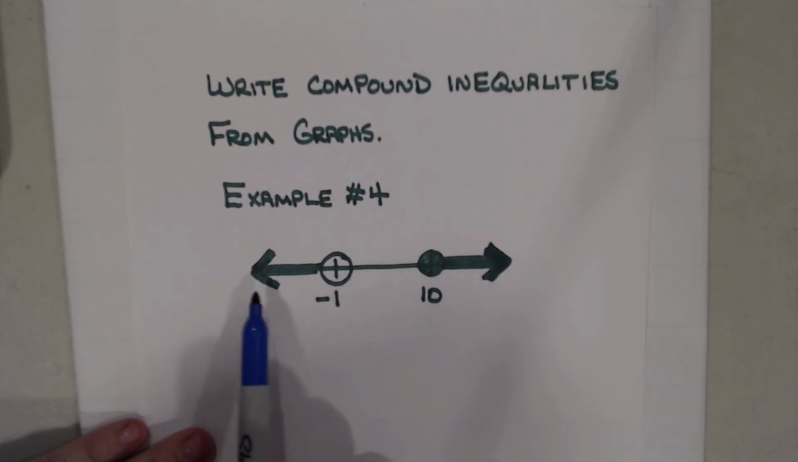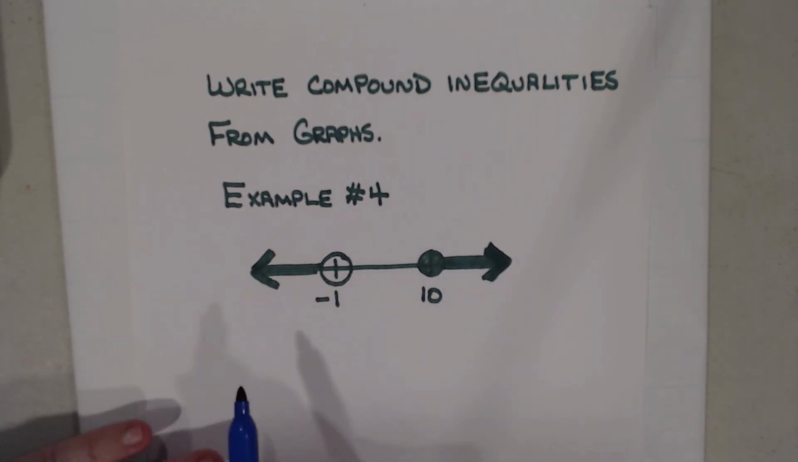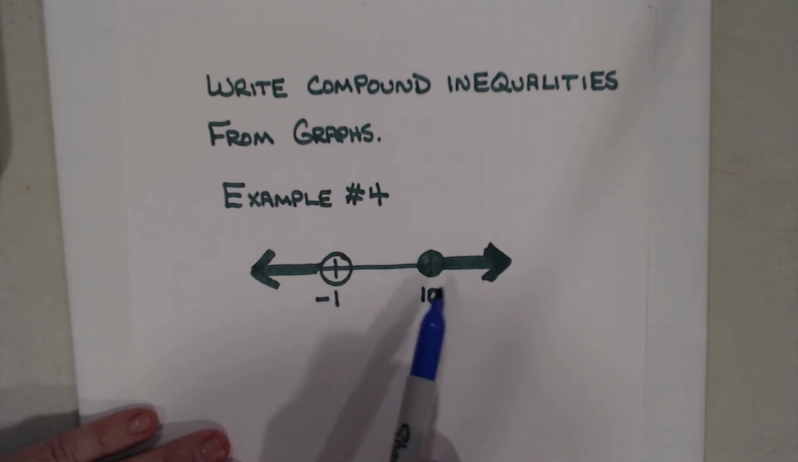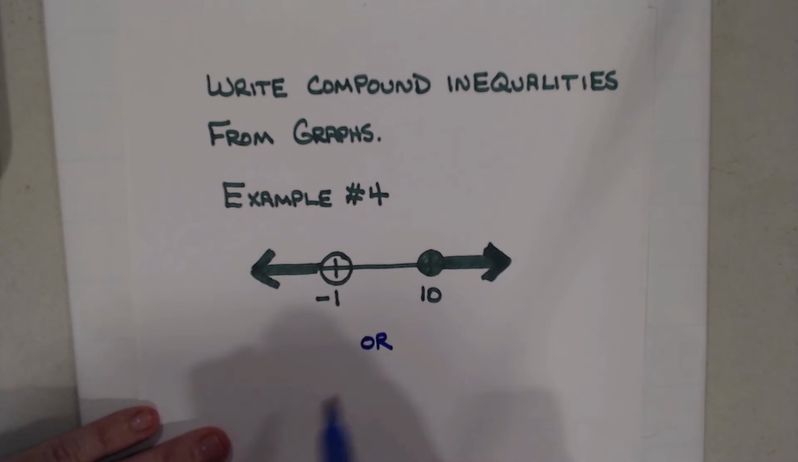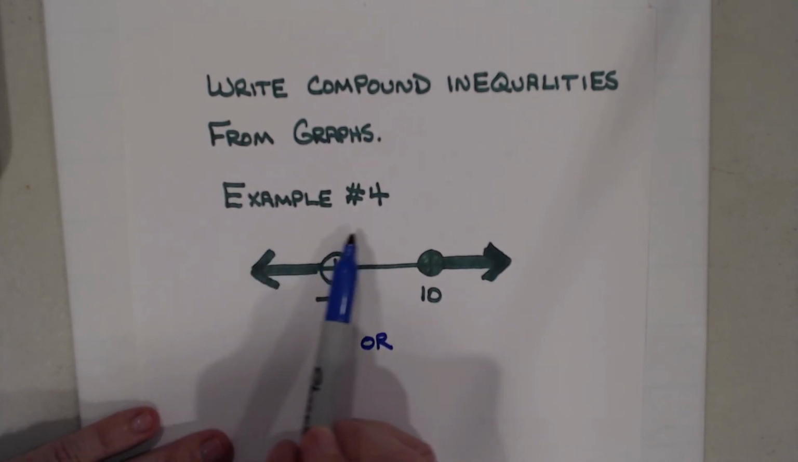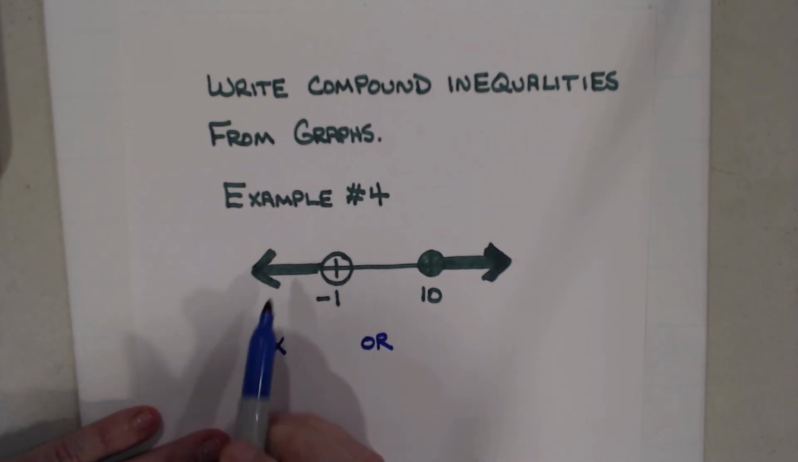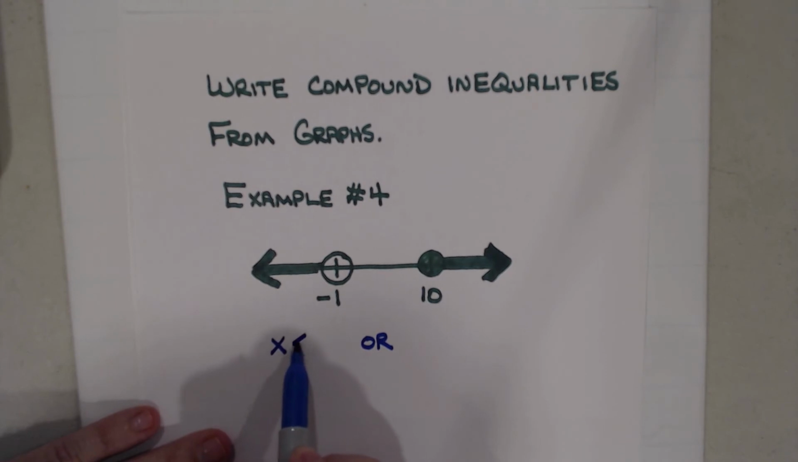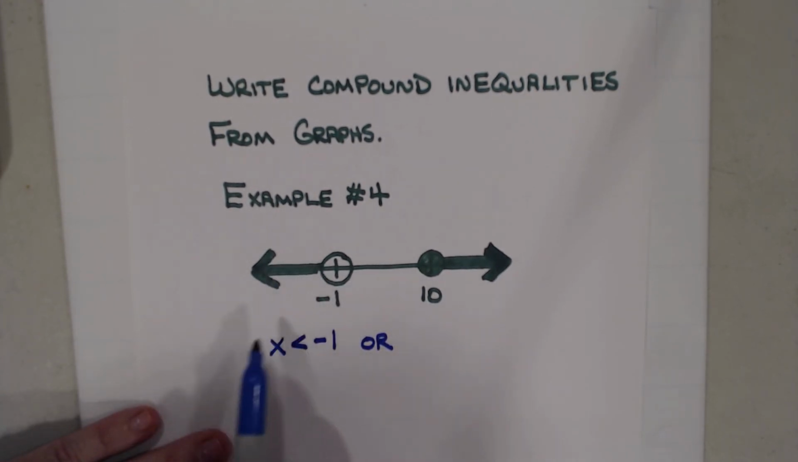First, you look at the graph and you determine whether or not you're going to have an AND problem or an OR problem. Since this one's shaded to the outside, I'm going to use the word OR. I write an inequality for this part of the graph right here. This is telling me that all my answers are less than negative 1. That's this part of the graph. This is the symbols for this part of the picture right here.